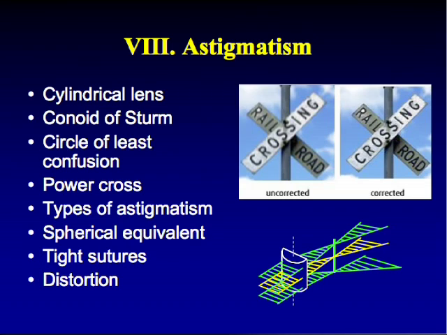And next, let's talk about astigmatism. And we'll talk about, define a cylindrical lens, the conoid of Sturm and circle of least confusion. We'll look at power crosses and describe types of astigmatism. Look at spherical equivalent and what happens with tight sutures and distortion.